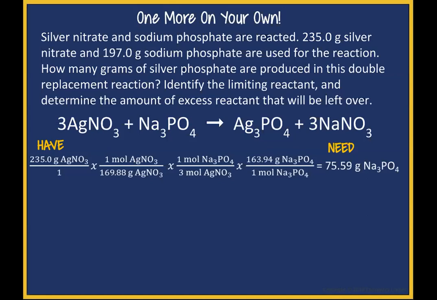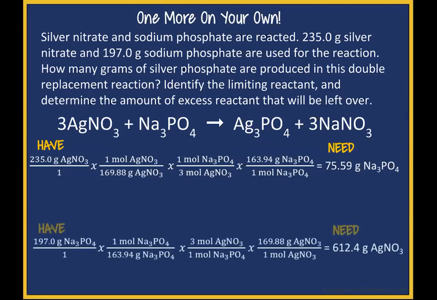Then it says it's a double replacement reaction. That means the silver has to go with the phosphate and the sodium has to go with the nitrate. So we'd have to put silver with phosphate, sodium with nitrate, and then we have to balance it. So there's a lot of things you have to do before you even start this problem. Then you do your haves and your needs, and yes, your haves.